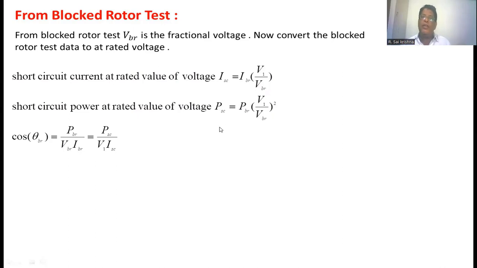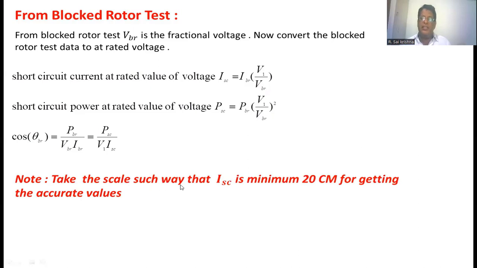Now, the power factor of induction motor during the blocked rotor test, cos θ_BR, equals P_BR by V_BR I_BR, that is, V_SC by V1 I_SC. These values are nothing but what we got from the blocked rotor test, at rated voltage. So any values you can take to calculate the power factor of induction motor during the blocked rotor test, we are getting the same value.